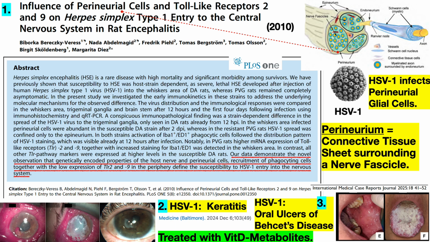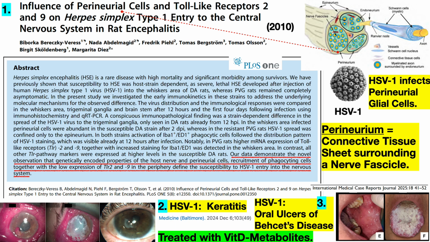So what is the perineurium? The perineurium is a connective tissue sheet surrounding a nerve fascicle, which I will define in a moment. So this tissue sheet is composed of cells known as perineurial cells, and HSV infects perineurial glial cells. So if you look in the upper right of this slide, you'll see an exploded diagram of the structure of a peripheral nerve, such as a cranial nerve. An example would be the vagus nerve or the trigeminal nerve.